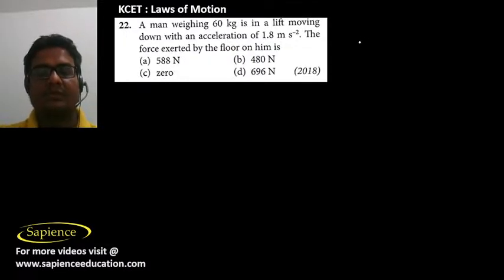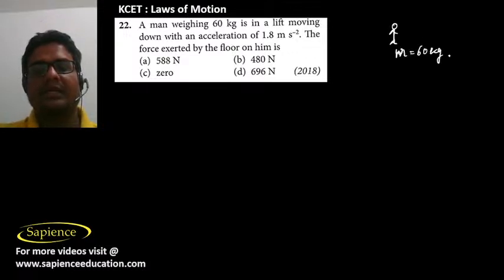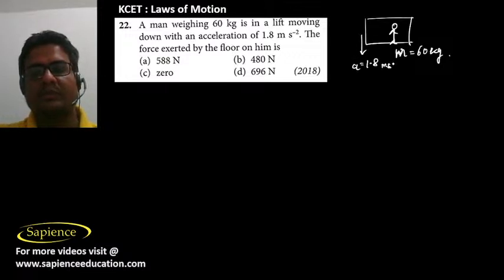Then question number 22. A man weighing 60 kg, his mass is 60 kg, is in a lift which is moving downwards with an acceleration 1.8 meter per second square. The force exerted by the floor on him, means the normal reaction of the floor, is being asked. You have to find the normal reaction of the floor.